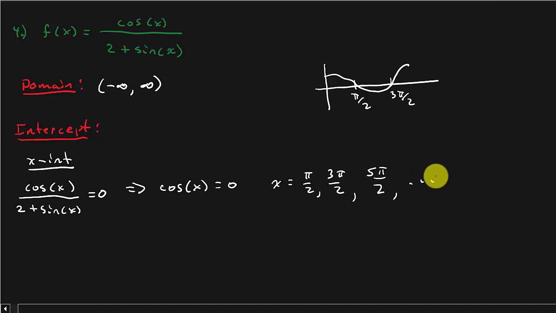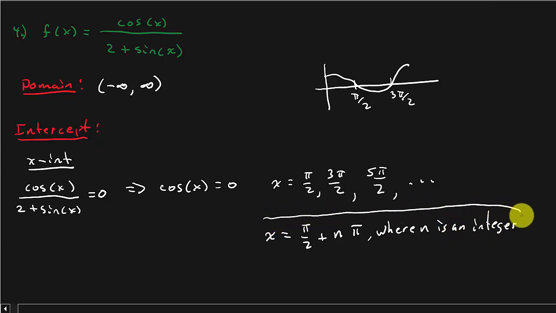So there's an infinite number of x-intercepts. It goes on forever. If we wrote this, that would be pi over 2 plus n times pi, where n is an integer. So there's all your x-intercepts.